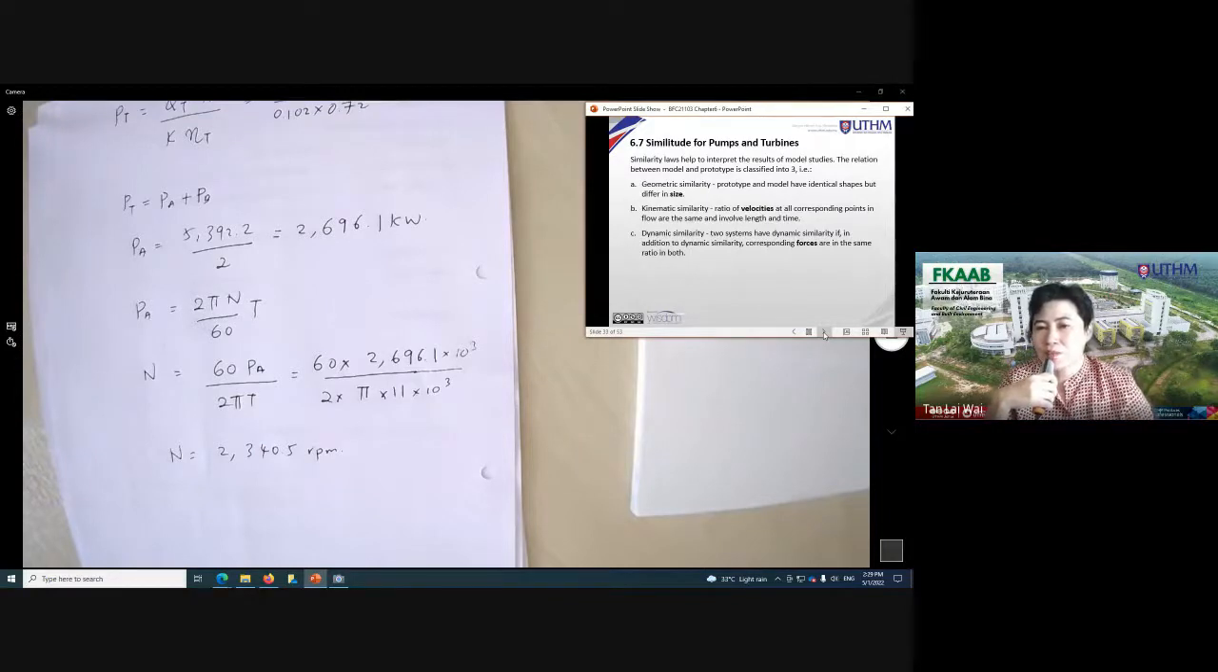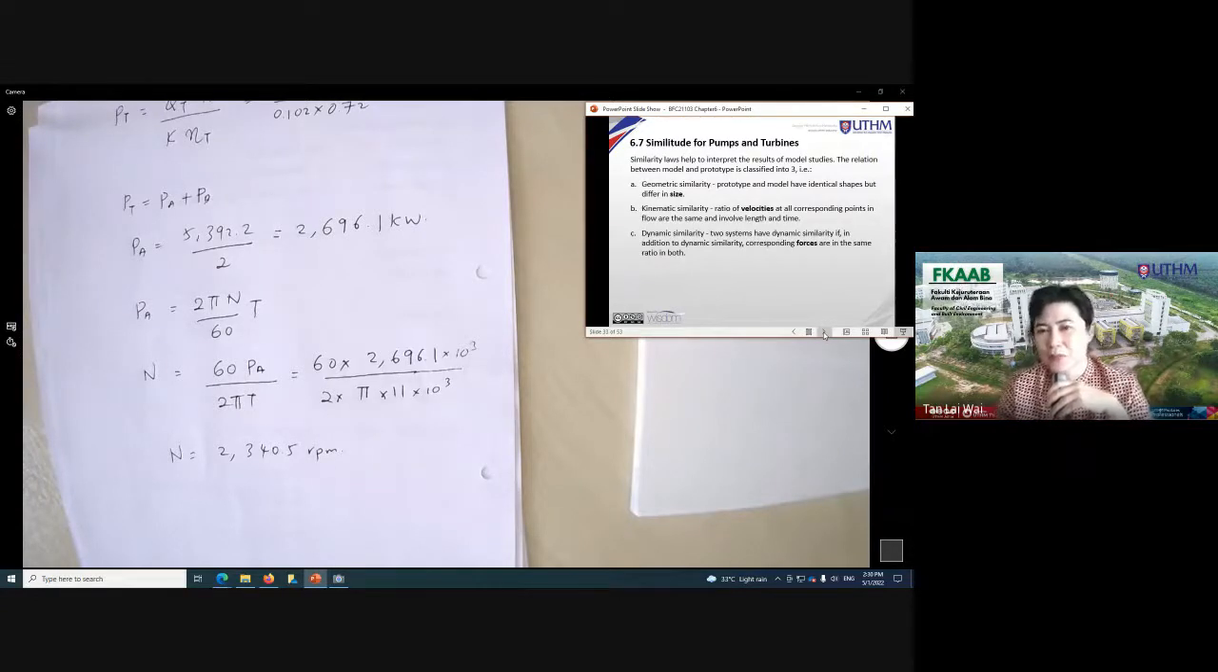For the purpose of kinematic similarity, normally it involves LT, that means the dimensions of length and time. It could also involve only the time scale. That is kinematic, it has something to do with time. That means it's velocity, it could be acceleration, all those, which involve length and time. It could be frequency as well, which involves only time.